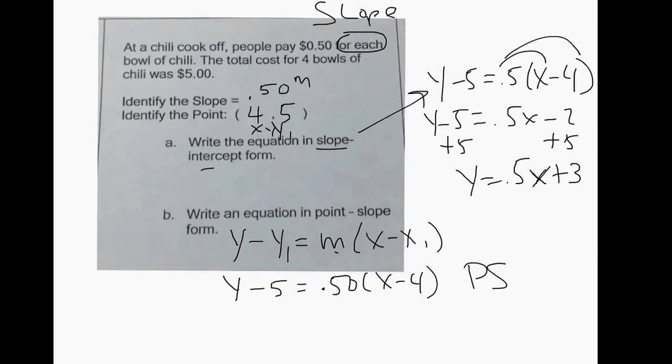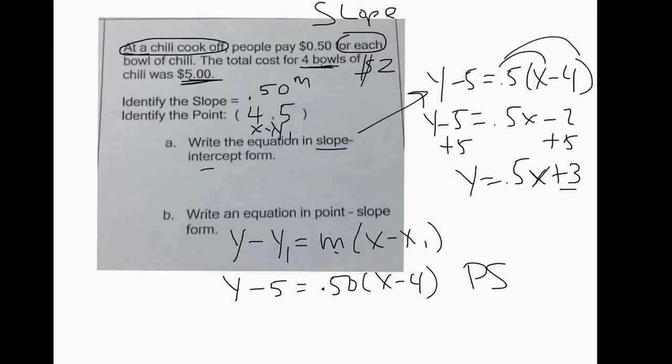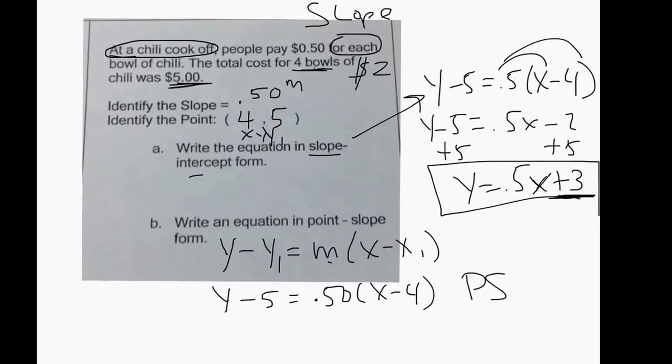So when I initially started reading this, it didn't make sense to me because 4 bowls cost him $5. Well, 4 times 50 cents is only $2. So what that means is that they're charging a certain amount just to get in to the chili cook-off, and that certain amount that they're charging is $3, and that's why it's important to be able to put it in slope-intercept form, because you find the starting amount or the initial fee that you're being charged.